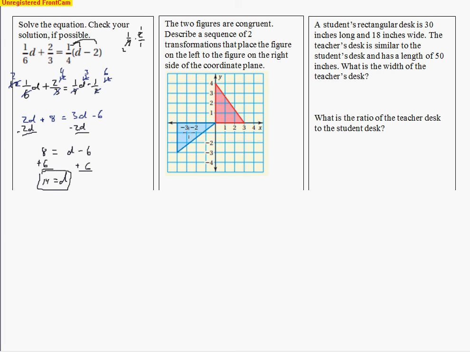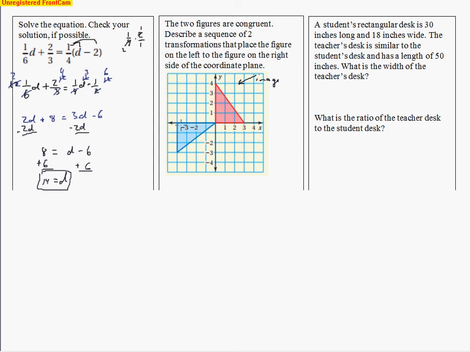So let's take a look at this next one. It says the two figures are congruent. Describe a sequence of two transformations that places the figure on the left to the figure on the right. So this is our image here. This is what we want to make. So let's go ahead and start here.